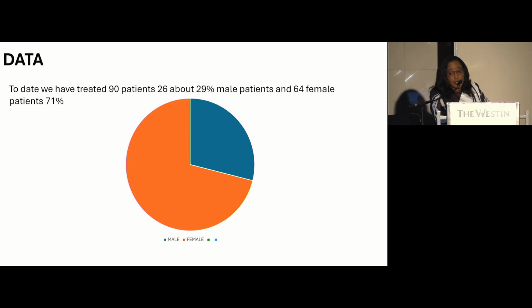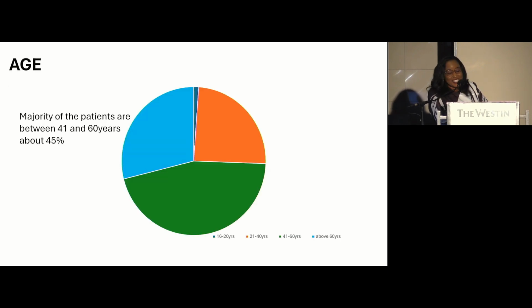We have treated 90 patients. Most of them are female, for obvious reasons. Females have better health-seeking behavior, but also we treat a lot of meningiomas. The age, most of our patients are middle age, about 41 to 60 years, about 45% of the patients. We don't do any pediatric patients as of now, mainly because we don't have the audiovisual system yet.